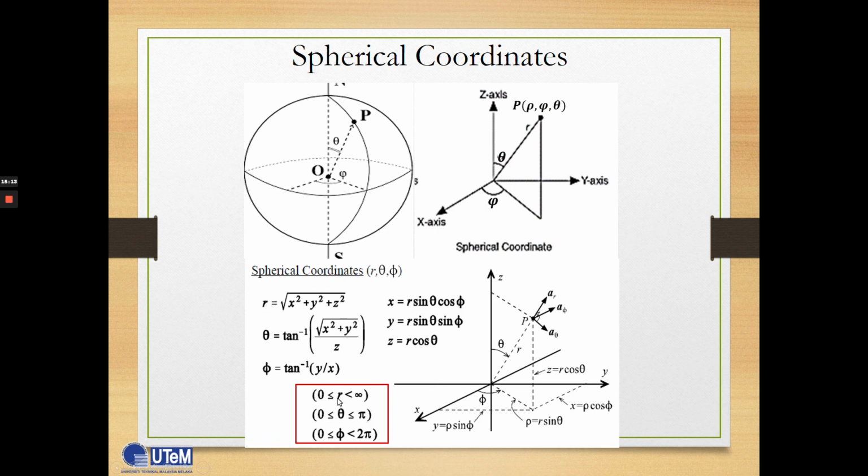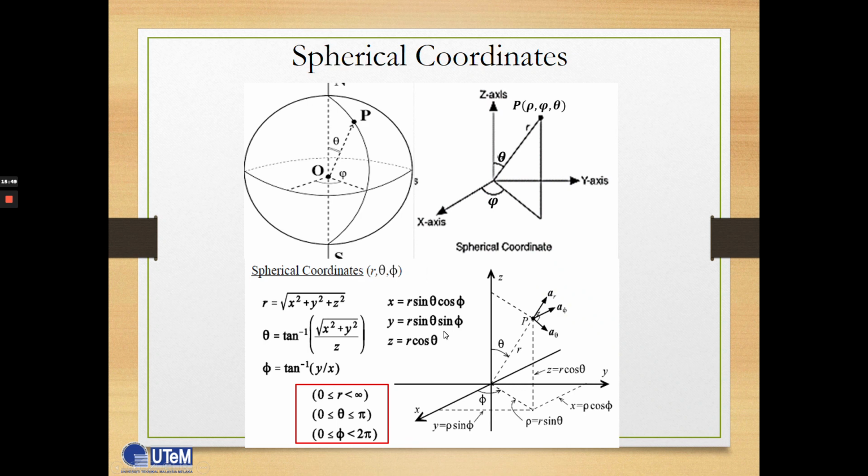One more point to remember is that the R value cannot be negative. If R comes out negative at some point, then your calculation is not valid. It means there must be some mistake that you have already made. And the theta value cannot be more than pi, meaning 180 degrees.